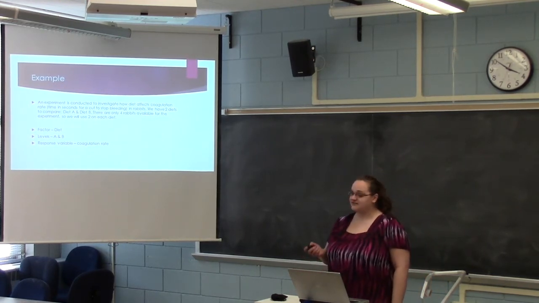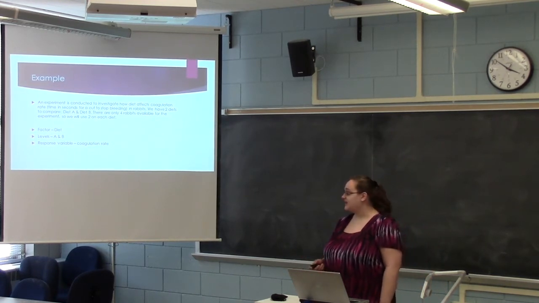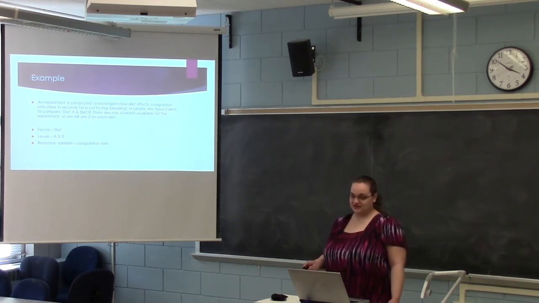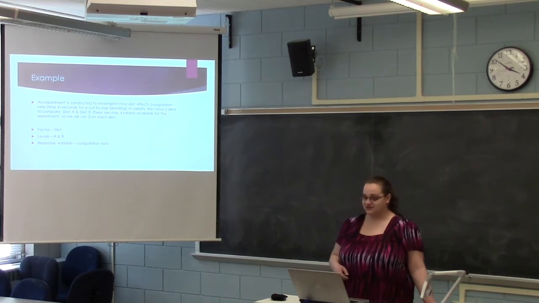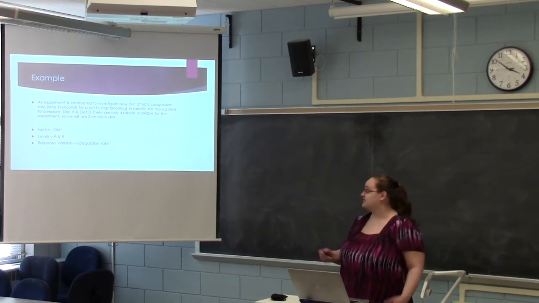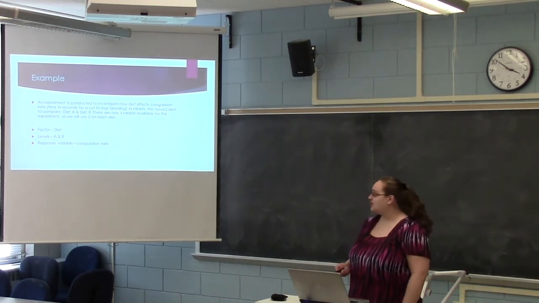And for this experiment, the factor is the diet, and it has 2 levels, A and B, and the response variable is the coagulation rate of the rabbits. So you're trying to see if the factor will affect the coagulation rate. So they're using A and B to compare them.